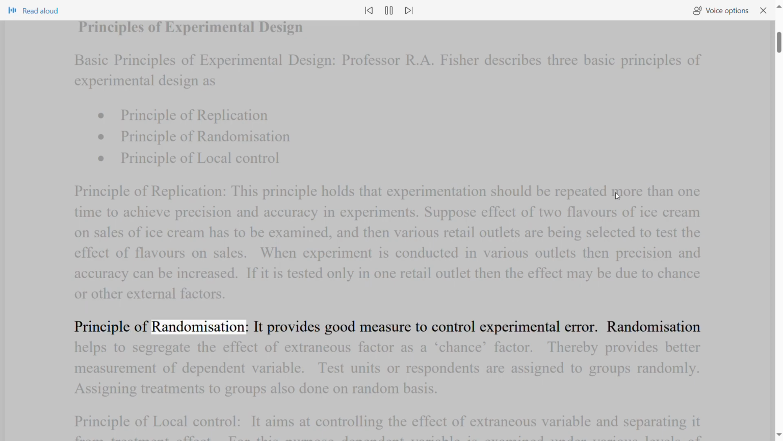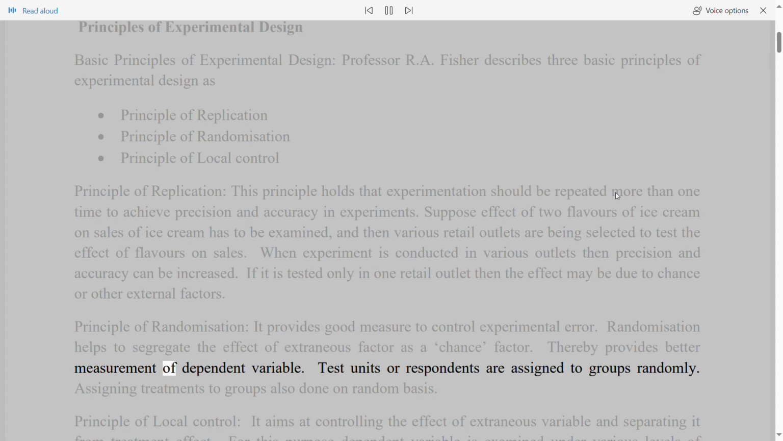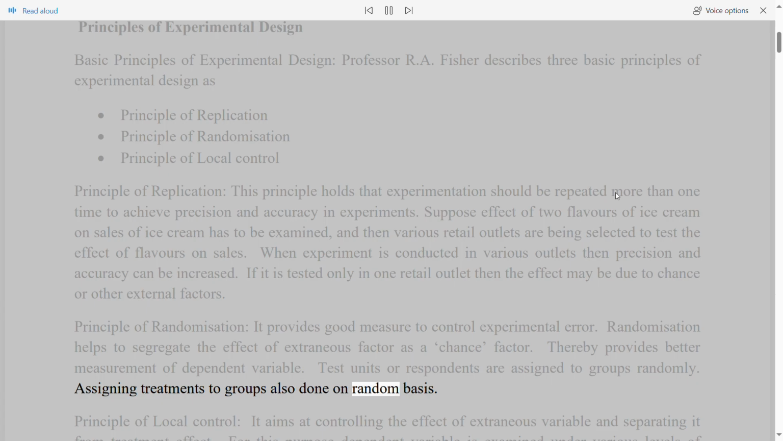Principle of randomization. It provides a good measure to control experimental error. Randomization helps to segregate the effect of extraneous factor as a chance factor, thereby providing better measurement of the dependent variable. Test units or respondents are assigned to groups randomly. Assigning treatments to groups is also done on a random basis.